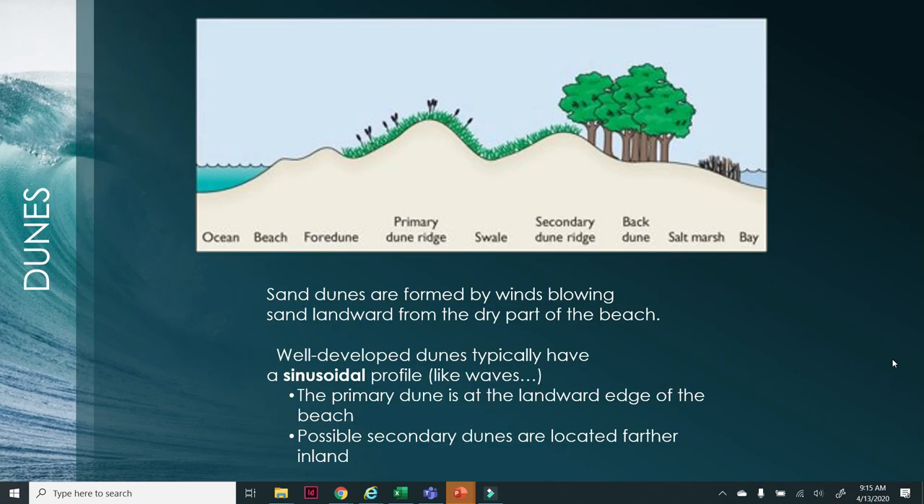So I think we're going to stop here for this lecture. Our next lecture will start with talking about dunes. I'm going to leave you with a little bit of footage of an interesting beach animal that we have here in Georgia.